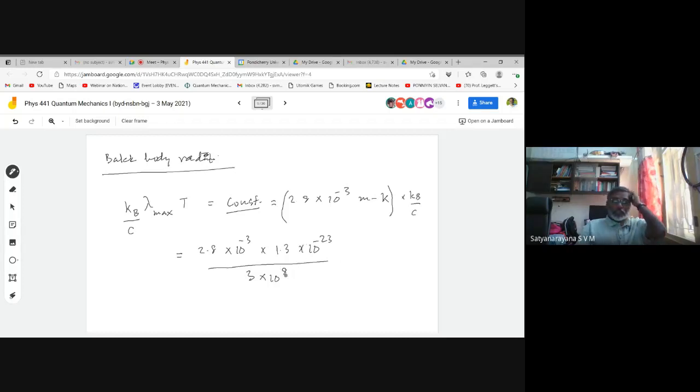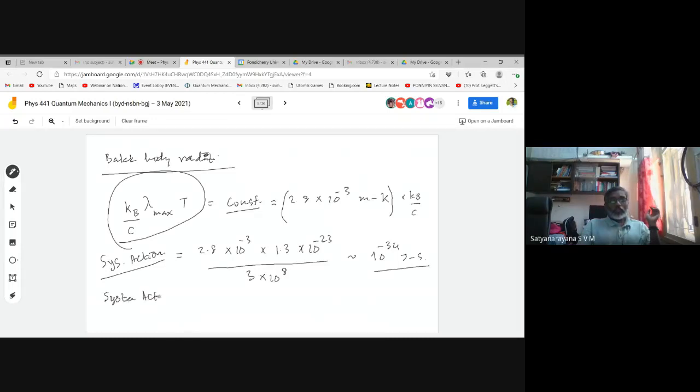So this is 26, and this, if you see, is roughly 10 to the minus 34. So you see that here, this is your system action. Okay, so this is your system action. So when I look at the system action with an experimentally determined Wien's constant, the system action is of the order of the quantum of action, or the Planck's constant. So quantum mechanics is needed.